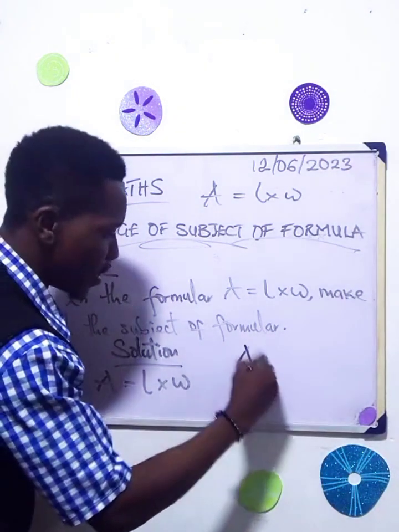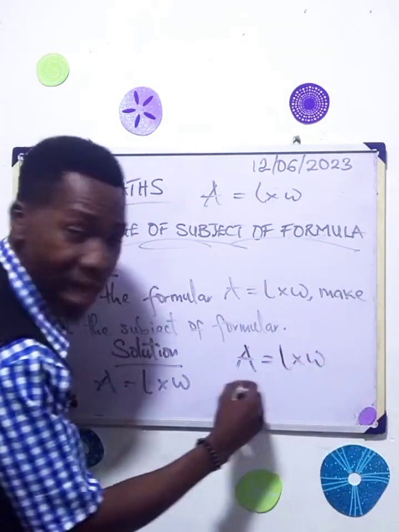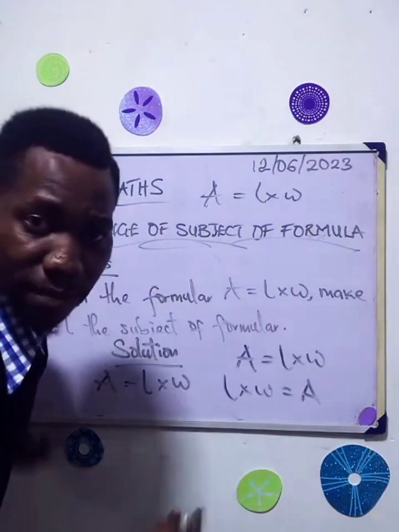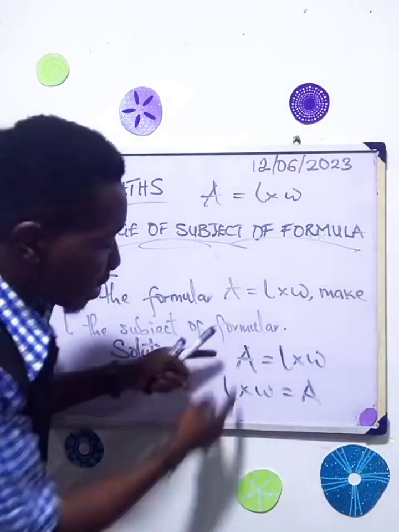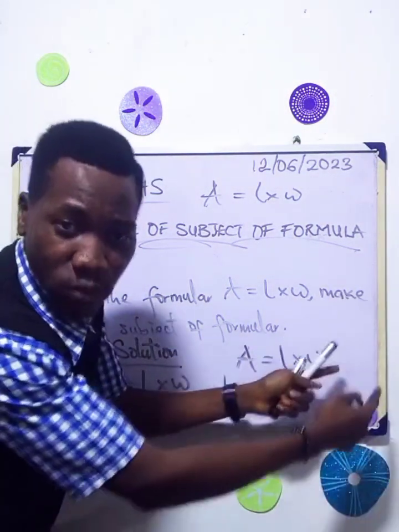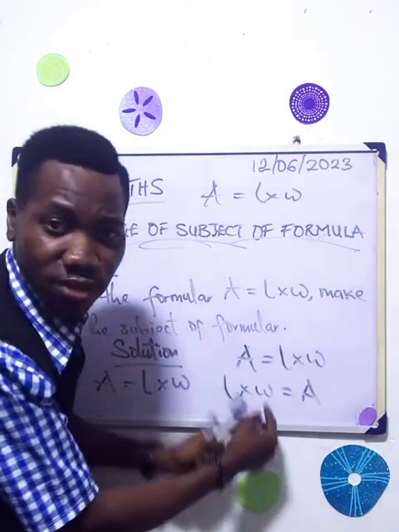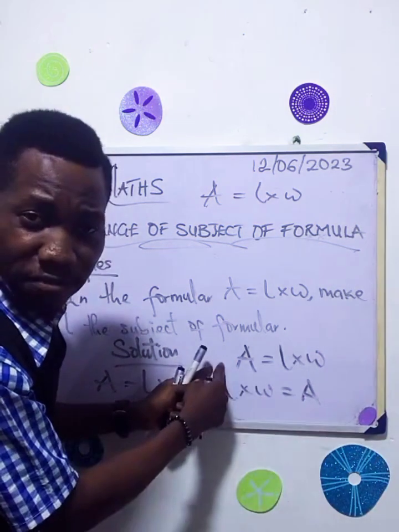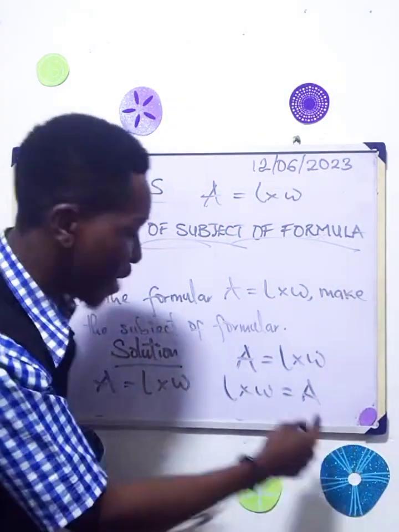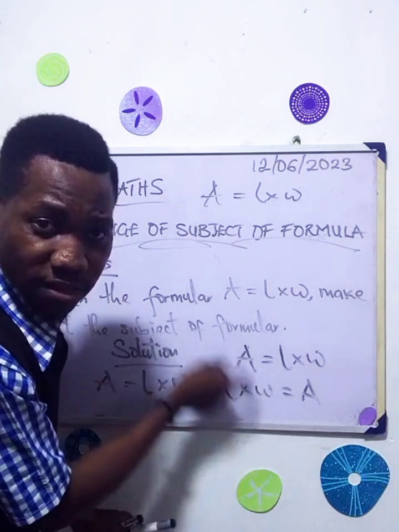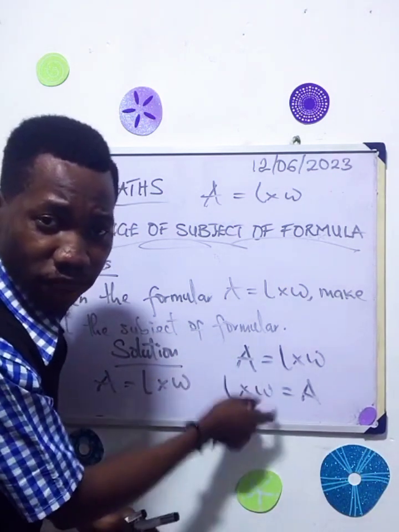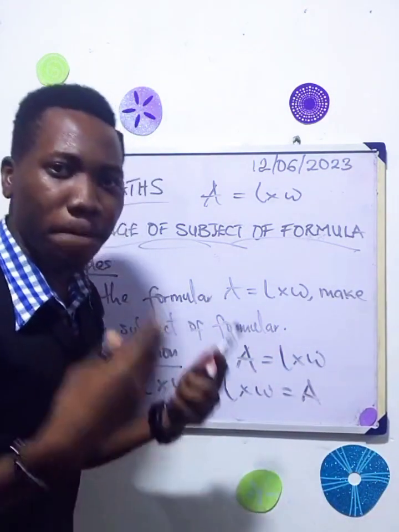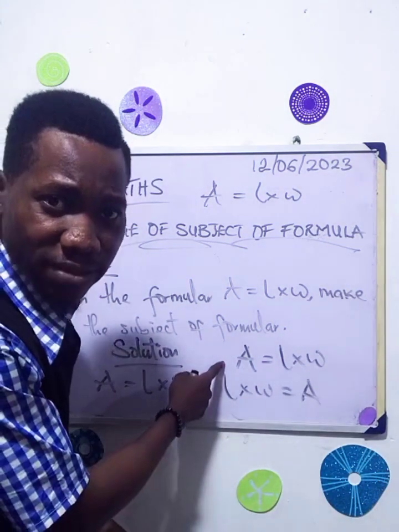If I say A equals L times W, and I say L times W equals A, these two are the same thing. What it's telling me here is that area of rectangle equals length times width. And here it's saying that length times width equals area of rectangle. So they are the same thing. A is on the left hand side here, A alone is on the right hand side. In both cases, A is still our subject of the formula. So whether you have it on the left or on the right is the same thing, but usually we have it on the left hand side.